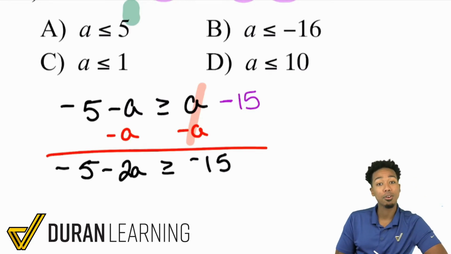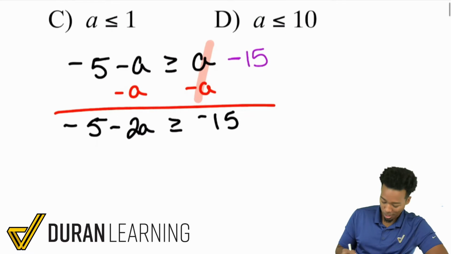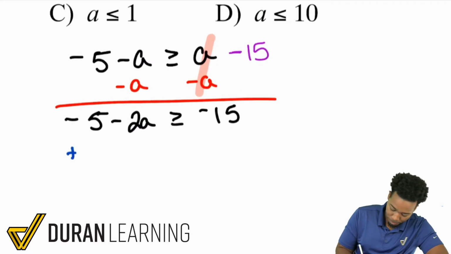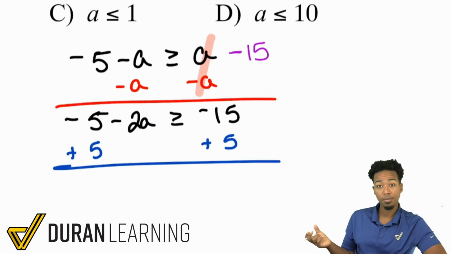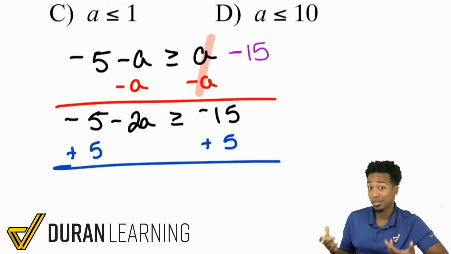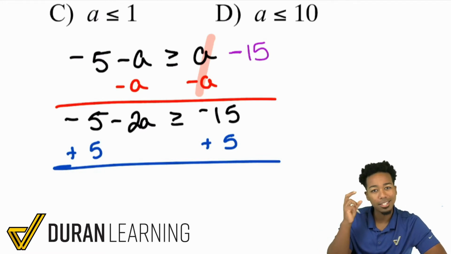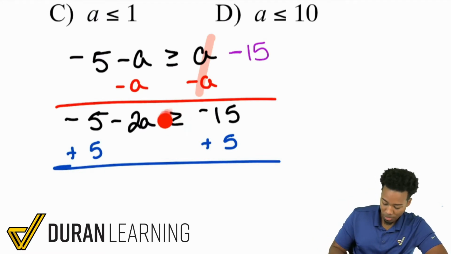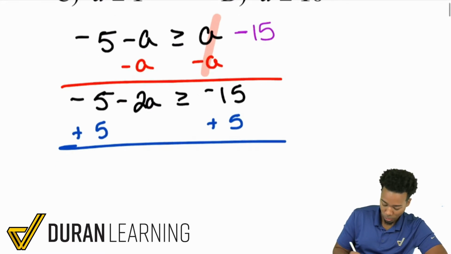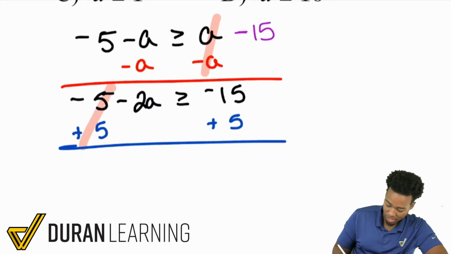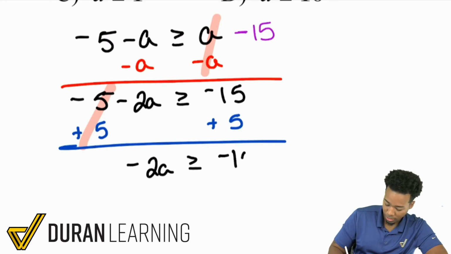From here, what we're going to do now is move that negative 5 over by adding 5 on both sides. And as a tip, remember that if you have a negative on your variable, you're going to have to divide by a negative to get rid of that negative. Keep that in mind as you work, because you're going to see that this greater than or equal to is going to flip at some point, because again, you have a negative on that variable. But let's get back to work here. This is going to cancel on the left side. So then we have negative 2a greater than or equal to negative 10.